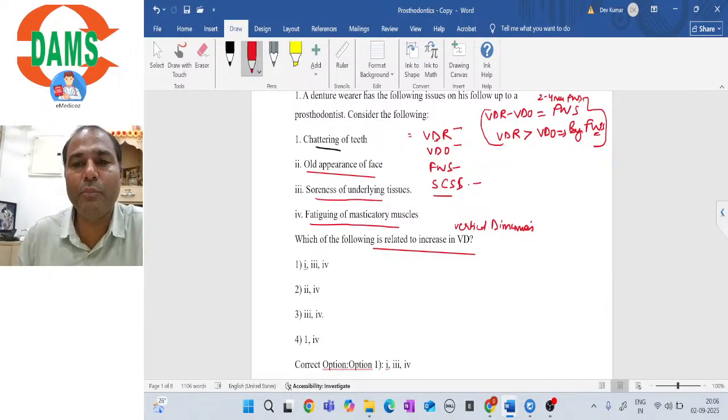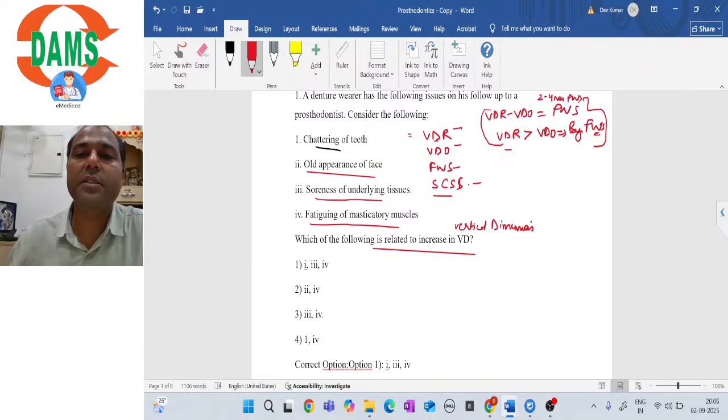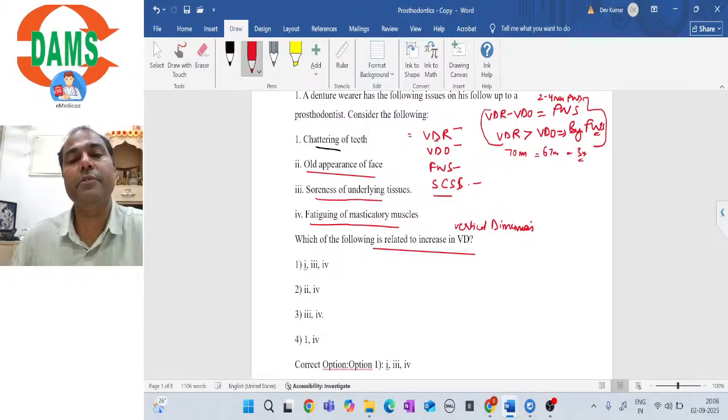We cannot work 24 hours, right? So VDR should always be greater than VDO to have a correct vertical dimension, and the difference is the freeway space. For example, VDR is 70 mm, and VDO is, say, 67 mm. So the difference is 3 mm. Perfect, no problem. 2 to 3 mm, perfect.